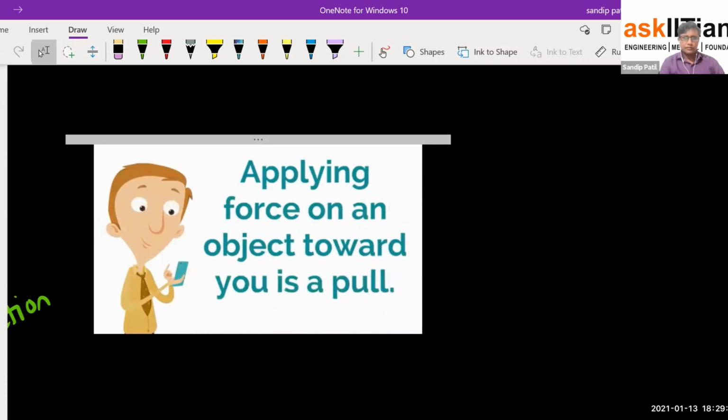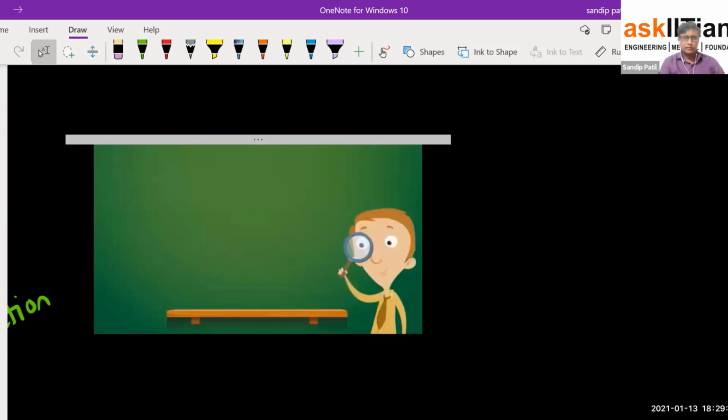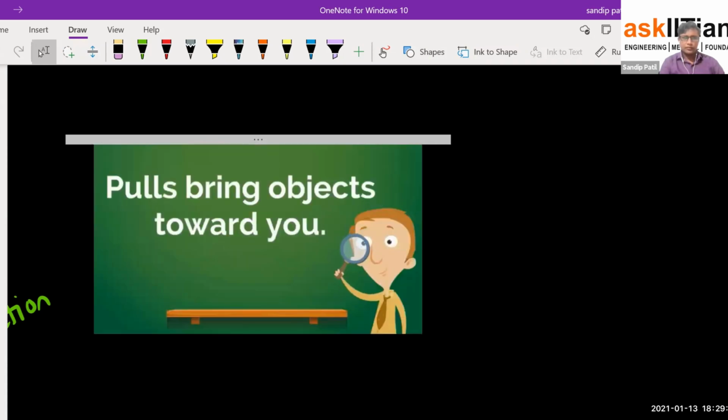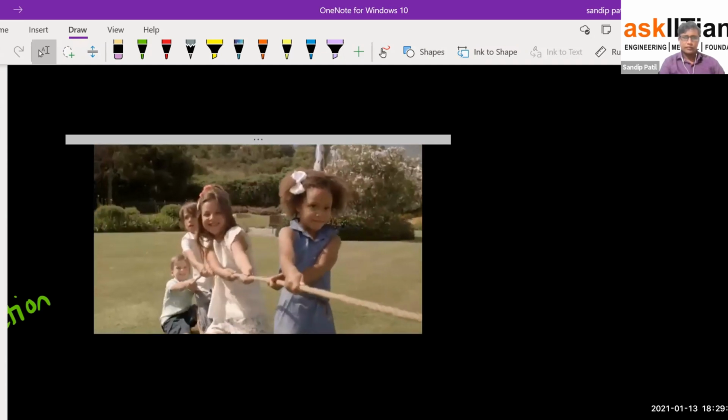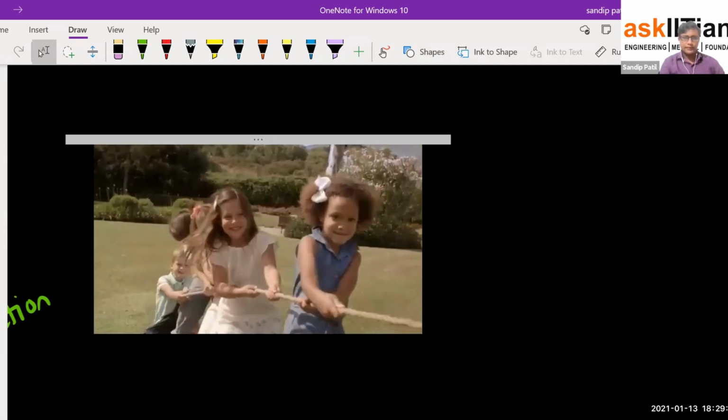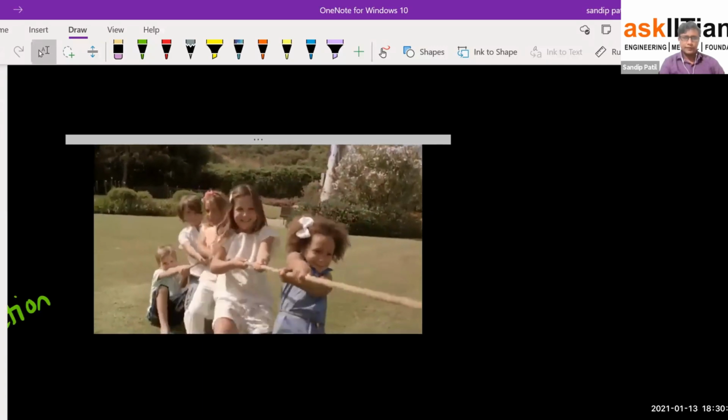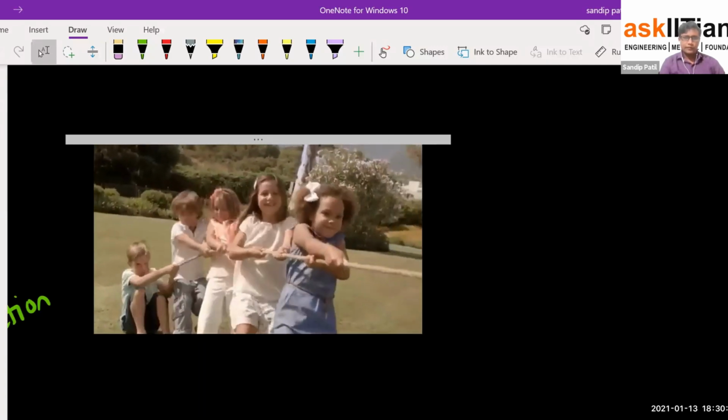Applying force on an object toward you is a pull. Pulls bring objects toward you. That's what a pull is. Here, the children are pulling on the rope. They are moving the object toward them. They're moving the rope toward them, aren't they?